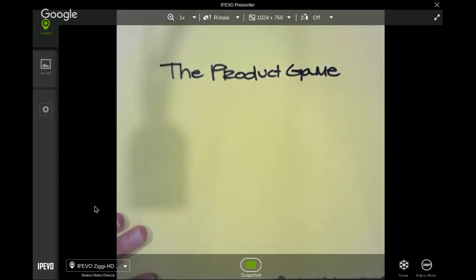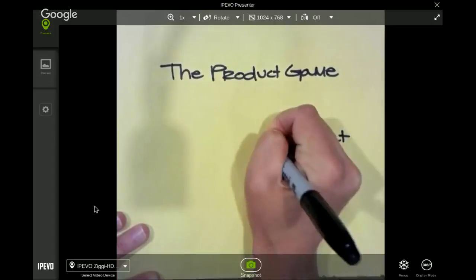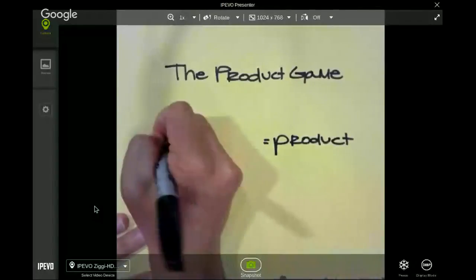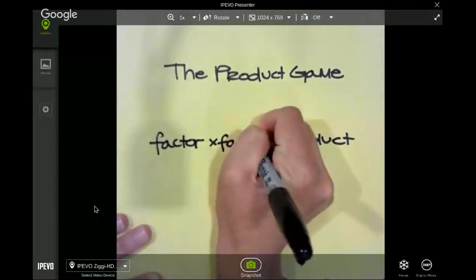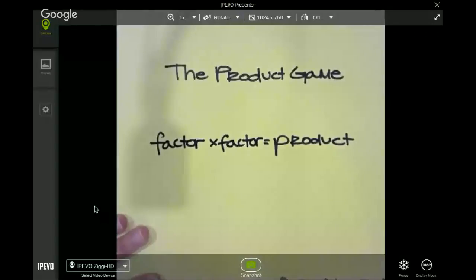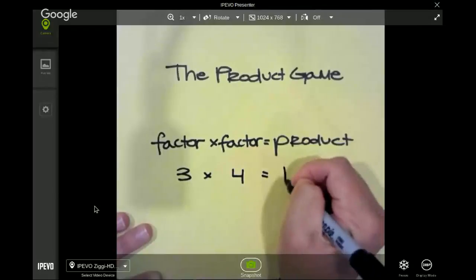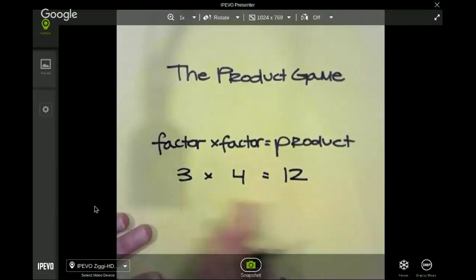Remember, the word product means in math the answer to a multiplication problem. Okay? So I'm actually going to start with the answer and put it over here. And it's important to know that the two numbers that multiply together to get a product are each called a factor. So a factor times a factor equals a product. Okay? So for instance, 3 times 4 equals 12. In this problem, 12 is the product and 3 and 4 are both factors of 12.